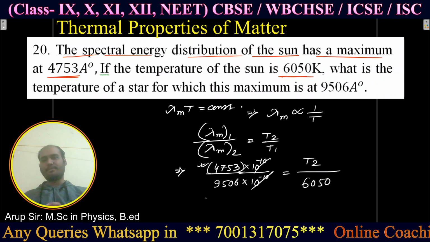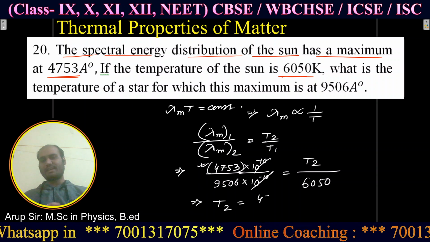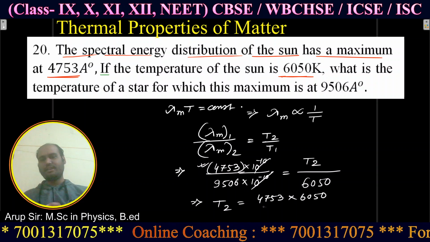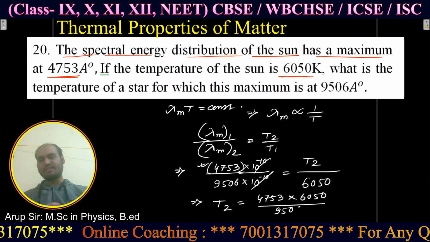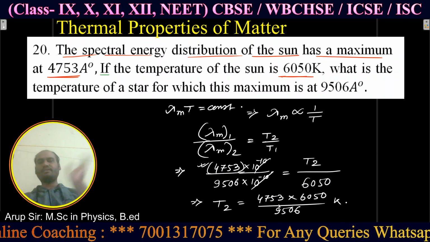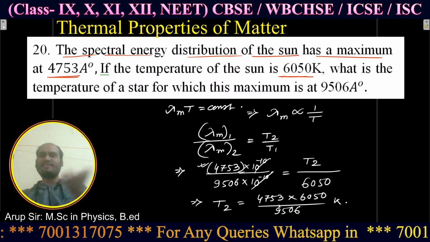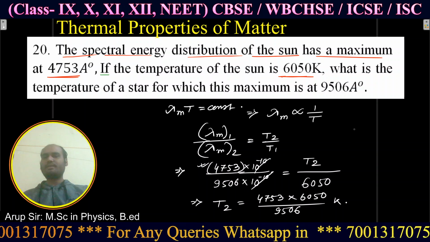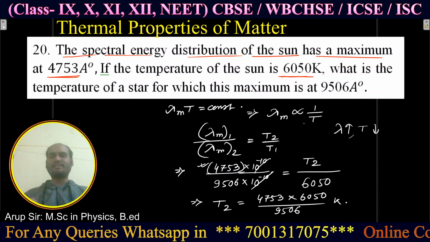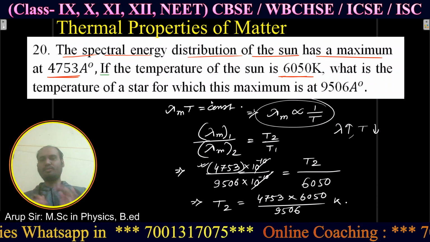Now T2 you have to find out. So what is the value of T2? T2 will be simply 4753 into 6050, after cross multiplication, divided by 9506. This is in Kelvin unit. You will get the answer in Kelvin. I am not going through the calculation part, but obviously the temperature will be less than the previous one, because when wavelength is increasing, temperature should decrease as per this relation. So the value will be lower than that value.